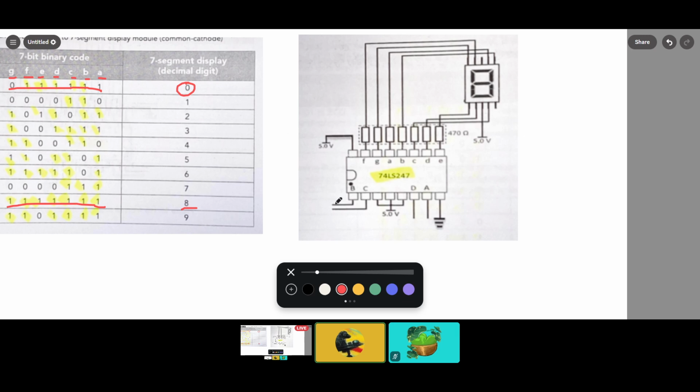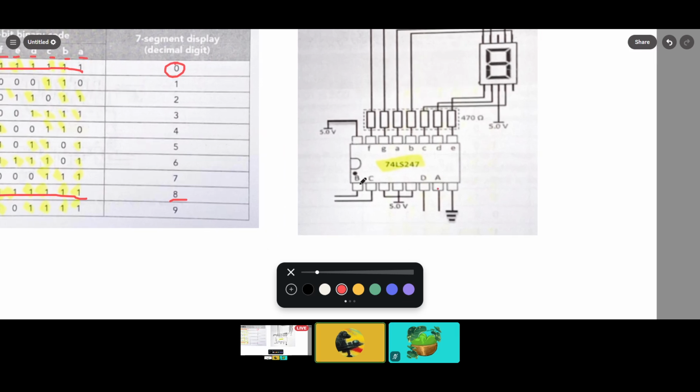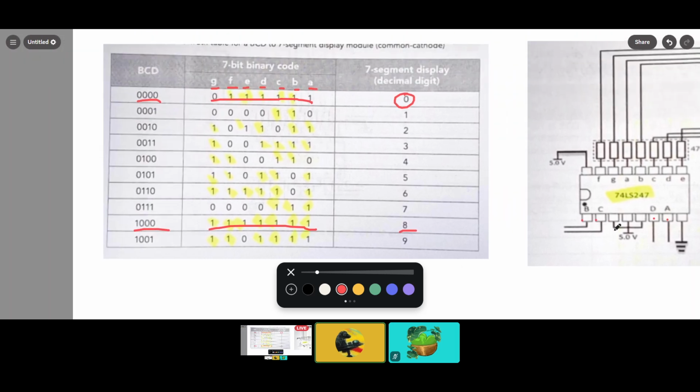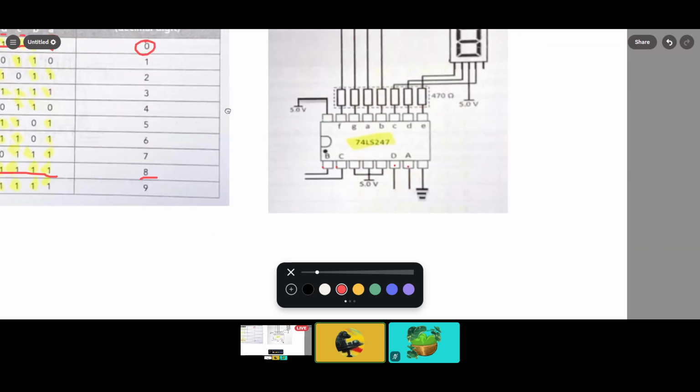Then on the right here, it shows how the chip is connected up. So we can see that this is actually the BCD input. One thing to note is that in BCD, here, A is the least significant bit, D is the most significant bit. Again, if you don't know what I'm talking about, just watch the video I have on binary. But yeah, that's that.